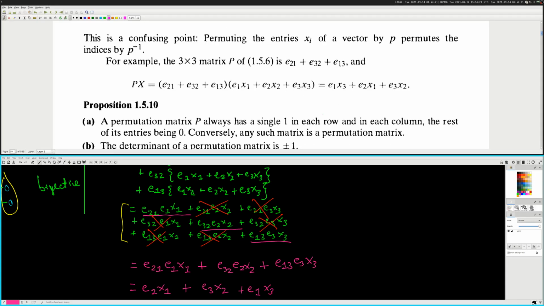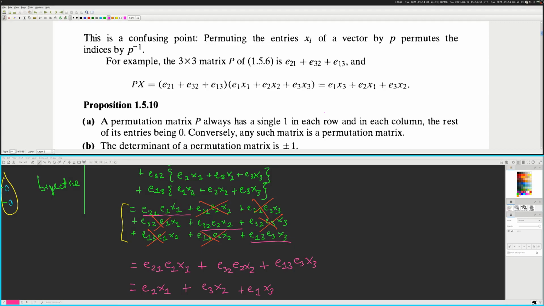Right, which is E1x3 plus E2x1 plus E3x2. So I got that right. Okay. Okay, that's fine.